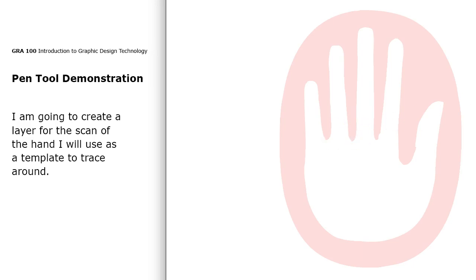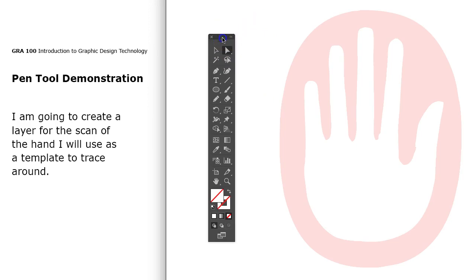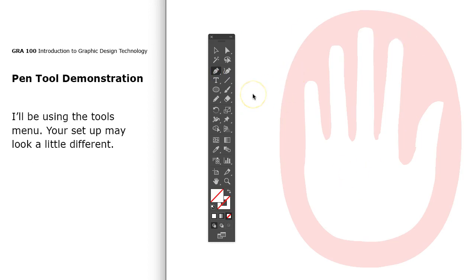The next thing I'm going to do is open the Tools dialog box. This should be familiar to you. It might be a little bit different on your desktop, depending on what tools you've used or how you've edited this. But you'll note that here's the pen tool that I'm going to be using to trace around the handprint. So let's take a look at some of these tools.